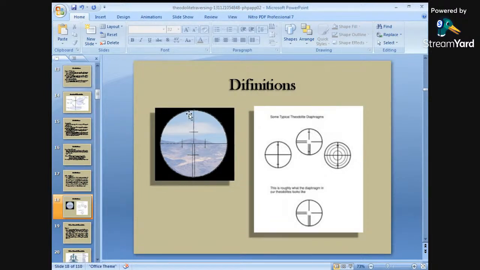This is your vertical hair. This is your horizontal hair. There might be different crosshairs depending upon the company of the instrument. Okay, this is one type, this is another type, this is another type, this is another type.